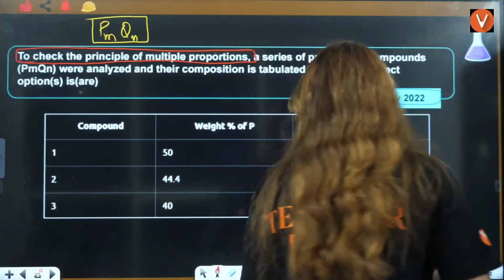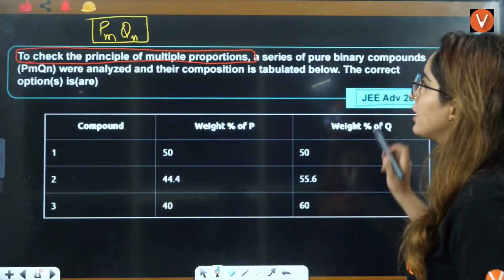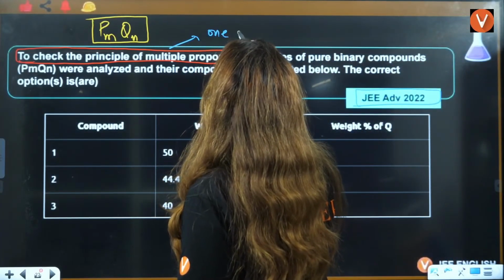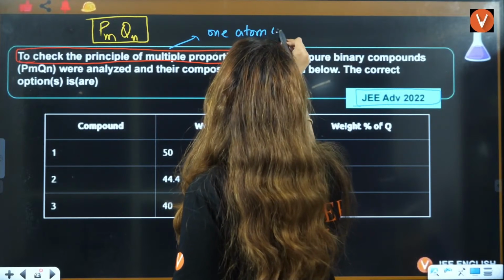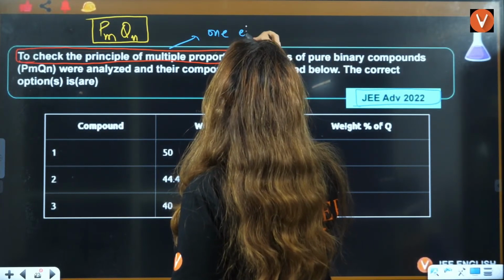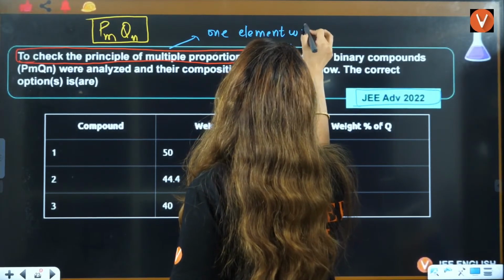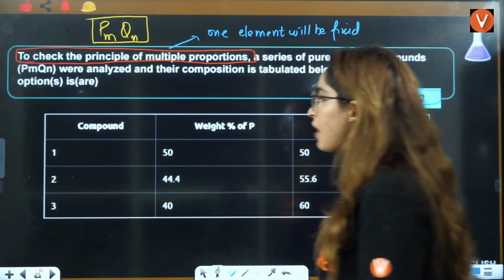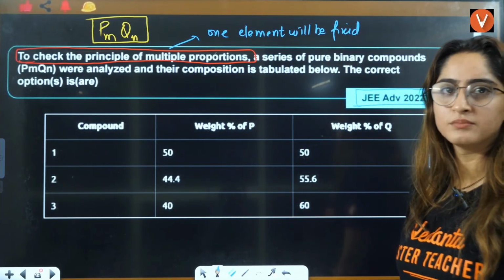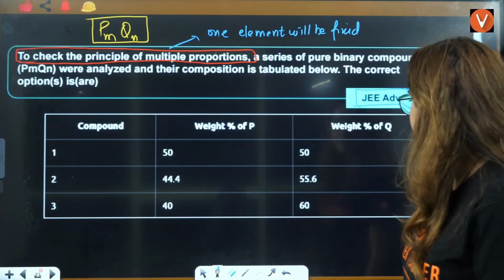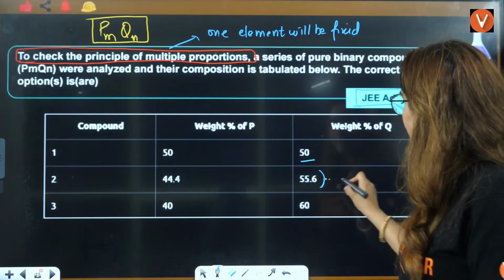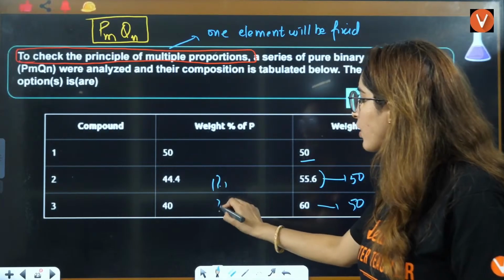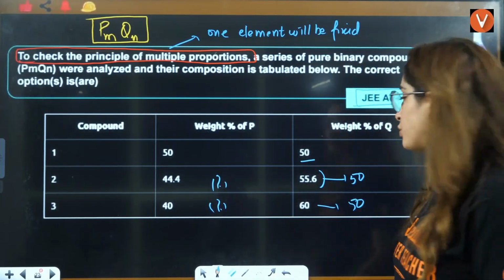So now if you see this, to check the principle of multiple proportion, that means one atom, or one element, will be fixed. Okay. So I have to fix one atom. That means the weight of one atom I have to fix. So this is 50. If I make this also 50 and I make this also 50, then I have to calculate what is P. First you have to do that, only then you will be able to solve the next questions.